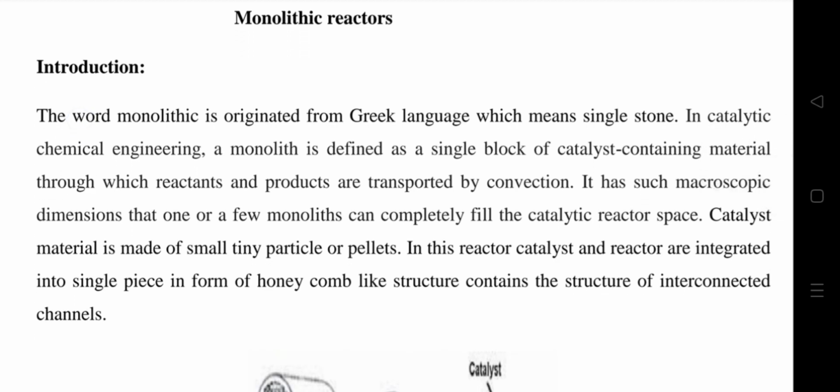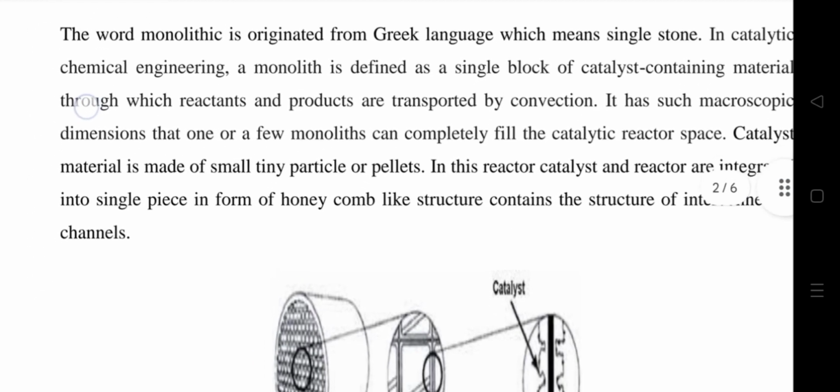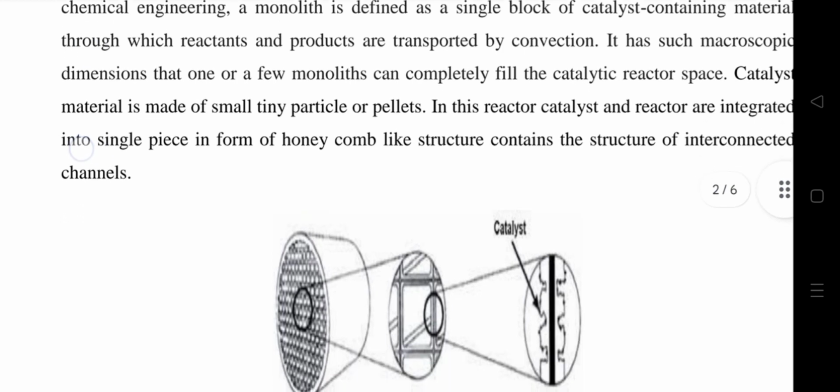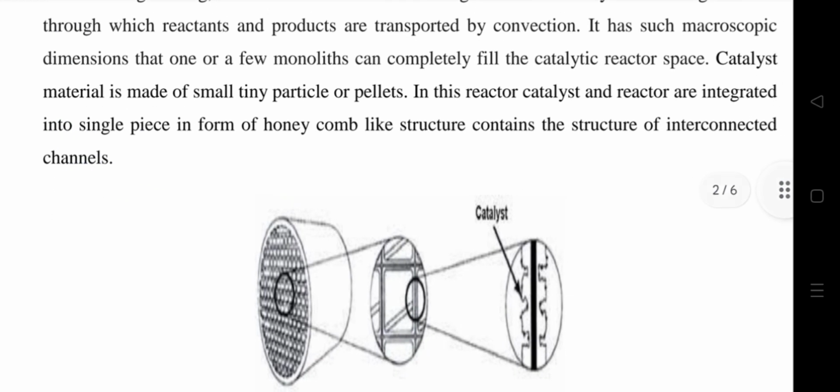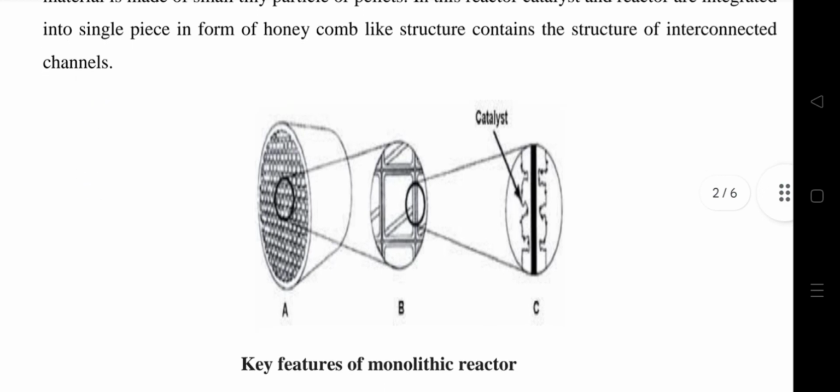Catalyst material is made of tiny particles or pellets. In this reactor, the catalyst and the reactor are integrated into a single piece in the form of a honeycomb-like structure that contains interconnected channels. This is somewhat what the monolithic reactor looks like. On the inner side, they consist of microchannels, which give the overall presentation of a honeycomb-like structure.